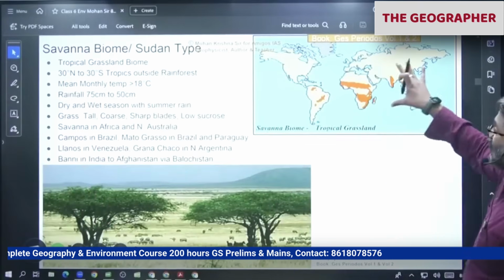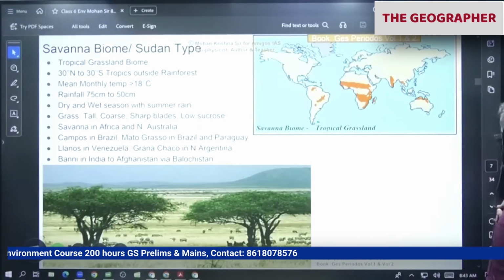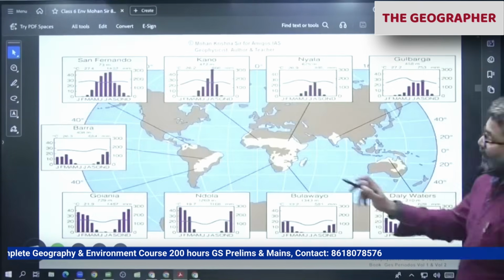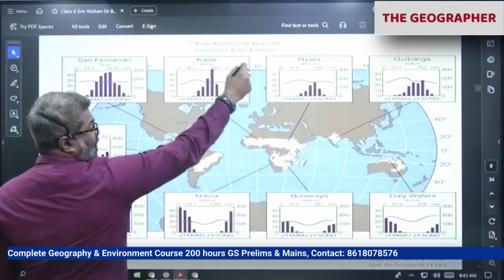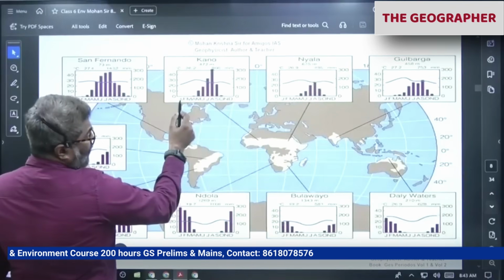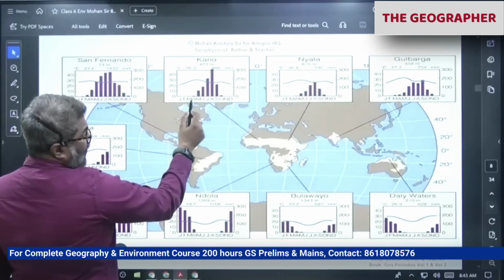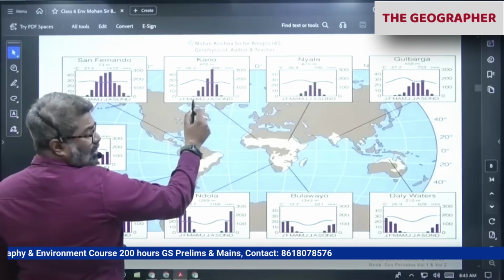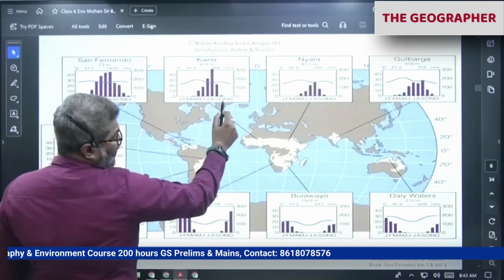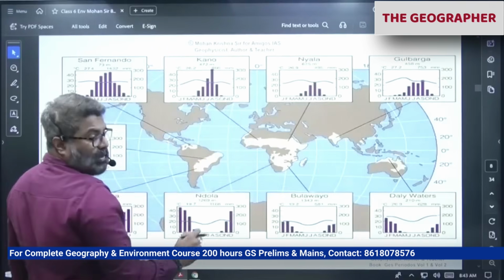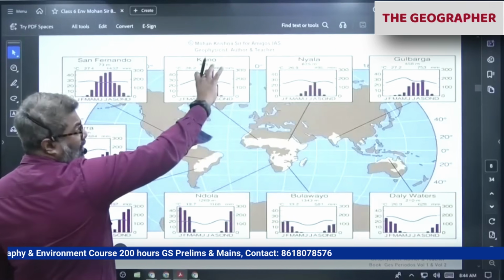Okay, so these areas, you know how the situation is. Climograph, you notice, climograph. We'll take a place called Kano in northern Nigeria. You notice that January no rainfall, February no rainfall, March also no, April slight rainfall. Then you can see May, June, July, August, rainfall has increased, and it has come down again. October, November, December, no rainfall. Correct, rainfall is not very high.